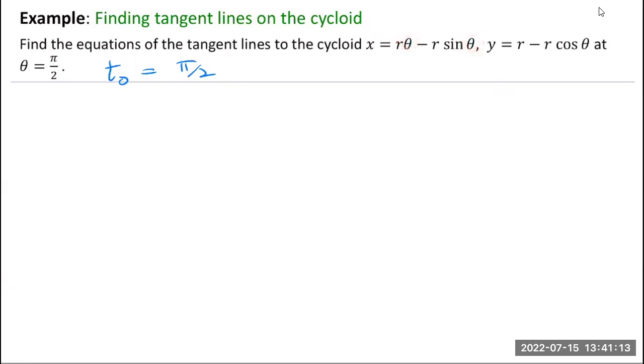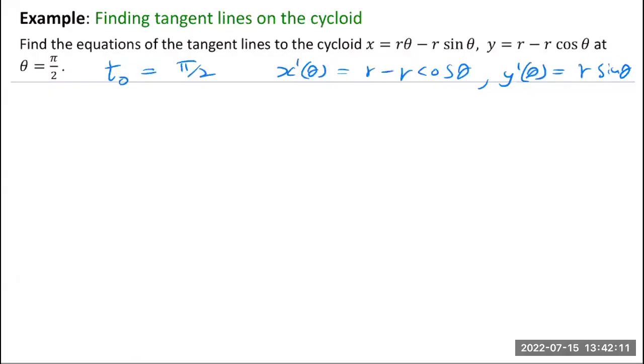So you need to find x prime of theta. What is x prime of theta? It is r minus r cosine theta, right? You just take the derivative of this expression with respect to theta. Similarly, y prime of theta is going to be, what is that? R sine theta. Okay, so those are the derivatives.